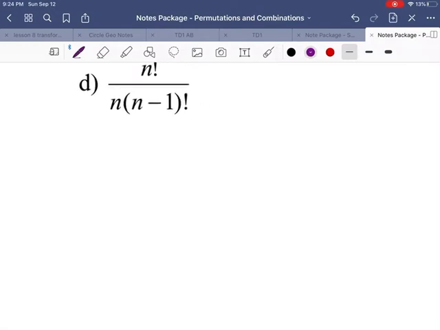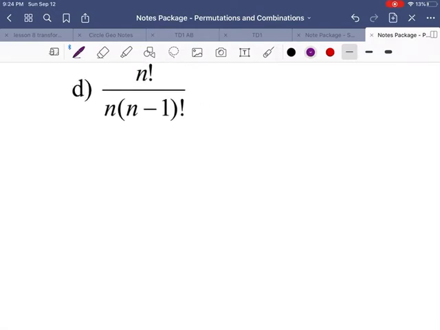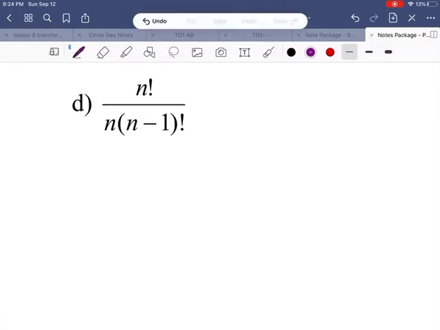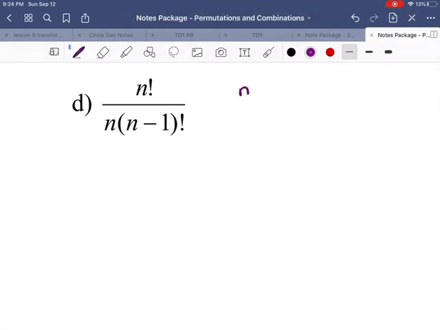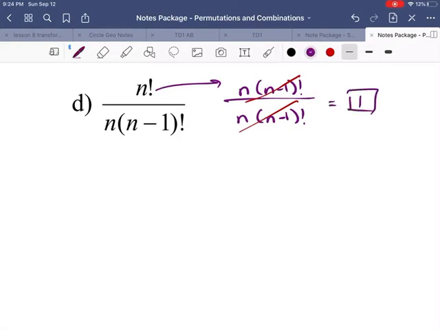All right, n factorial over n and n minus 1 factorial. So for this one here, the top part is going to go to n and then n minus 1 factorial and keep going. And the bottom part here, we've already got n and n minus 1 factorial. So all I've done is expanded that a little bit, but you'll notice that the whole thing simplifies to 1.